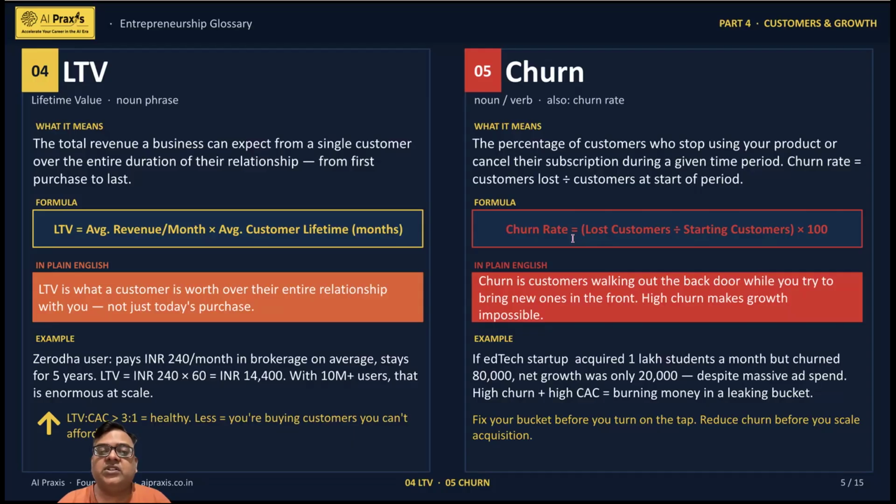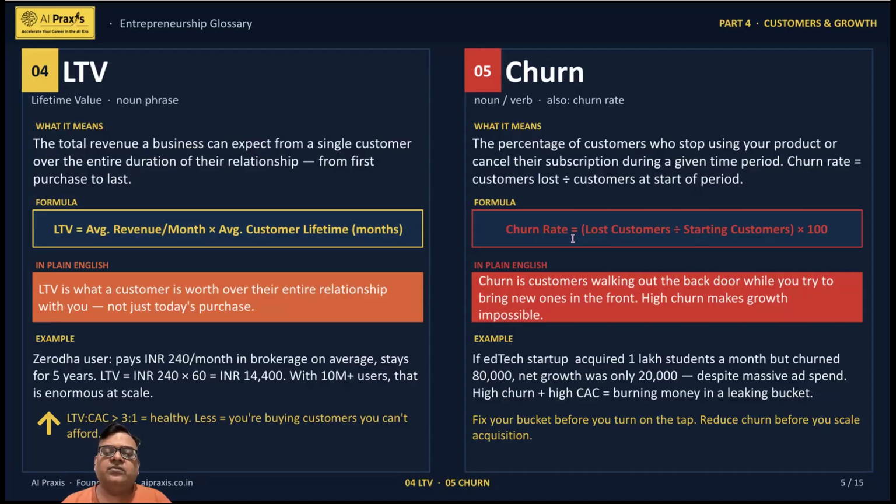Let's move to the other term called churn. Not turn, but churn. So churn is the opposite side of the same story. The definition says churn is the percentage of customers who stop using your product or cancel. So there is a very simple relationship, right? And that relationship between LTV and churn is inversely proportional. The formula to calculate churn is lost customers. You find out how many customers you lost last month, maybe, and divide by the starting number of customers. You multiply it by 100.